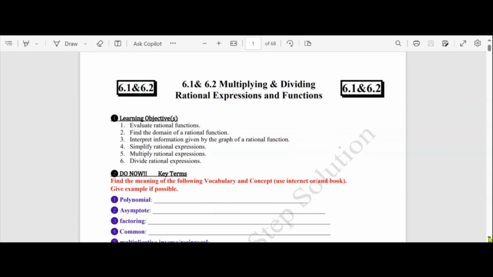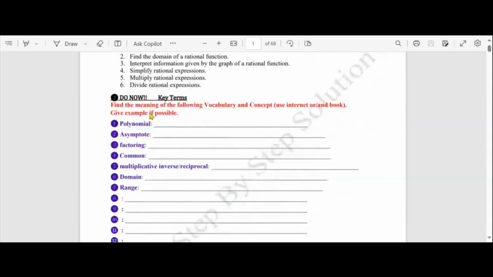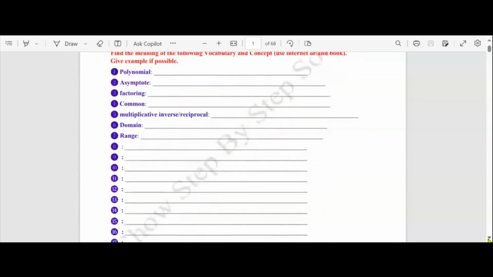There is a vocabulary for this section, and you need to find the meaning of those words or concepts. You can use the internet or the book to find their meaning and give an example if possible. The first words here are polynomial, asymptote, factoring, common, multiplicative inverse, or they call it reciprocal, domain, and range.